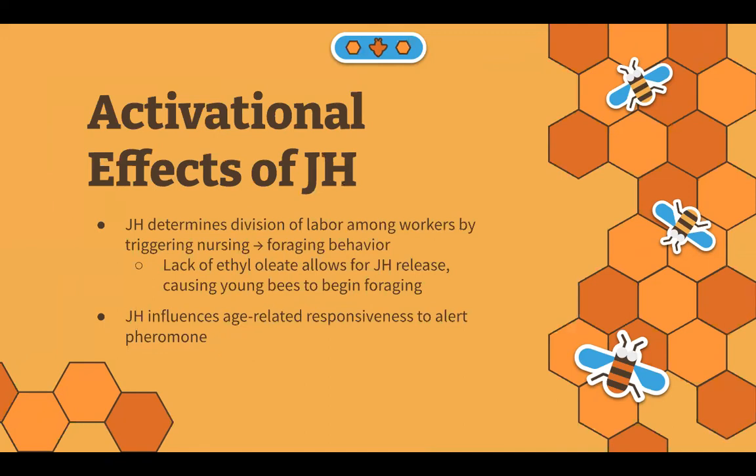So as we discussed earlier, that lack of ethyl oleate allows for JH release, which then activates young bees to begin that foraging behavior. We also see that JH can influence age-related responsiveness to the alert pheromone. And so that's just another great example of how JH hormone release later in honeybees' life stages is an example of activating response to alert signals.